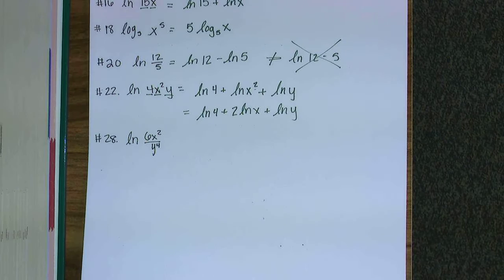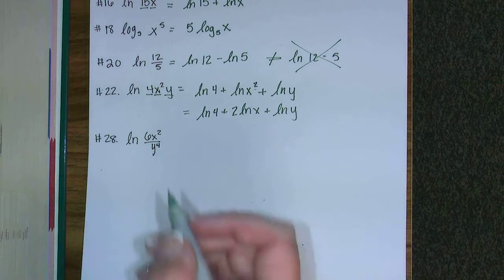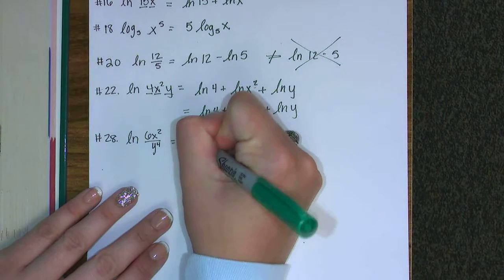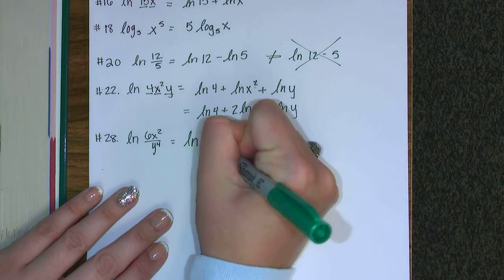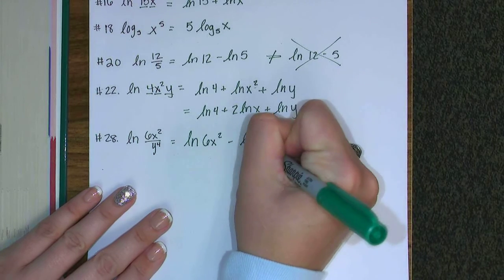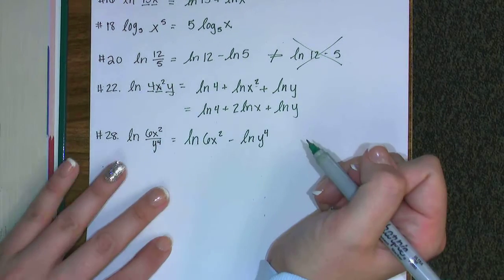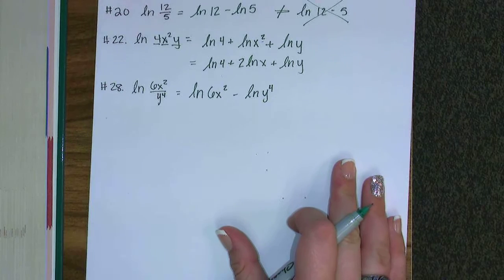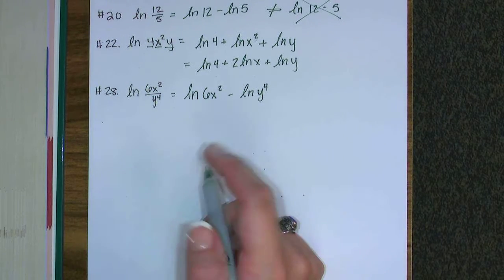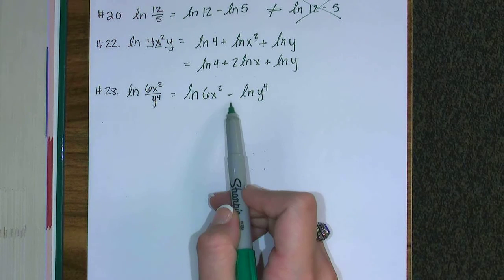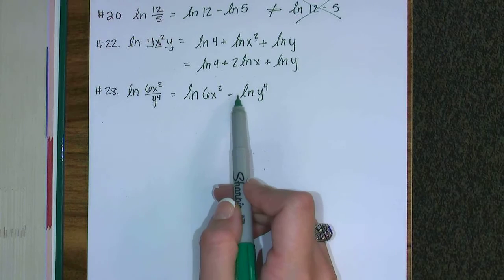So, the way I would recommend doing this, first of all, is that I would recommend you do the division part first. So the log of a quotient is equal to the difference of logs. So my first step would be to go ln of 6x squared minus the ln of y to the 4th. Because this way you don't lose things and you keep the signs where they're supposed to be. Because these subtraction signs are what can get confusing.